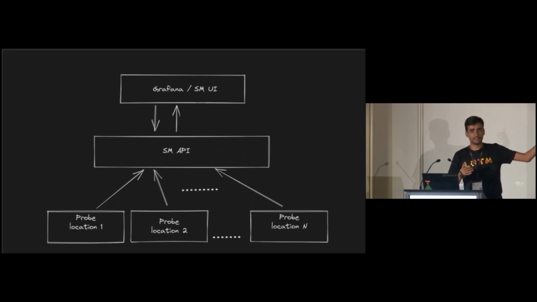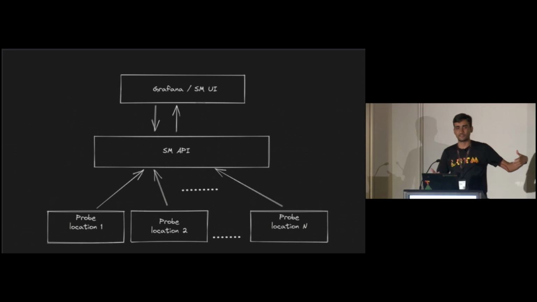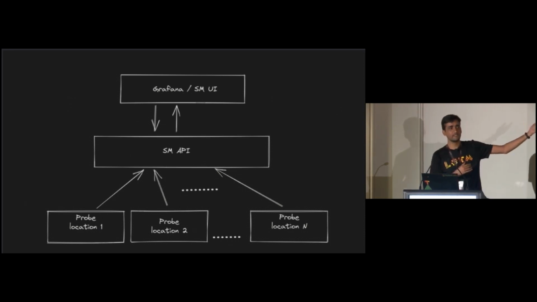So even if the API is down, the workers will keep doing work. They'll just not get updates. And once they're able to connect back to the API, they'll try to pull new changes, whatever checks that were added or removed.